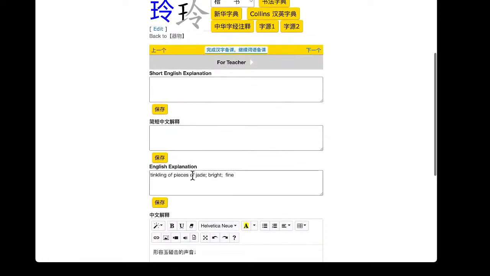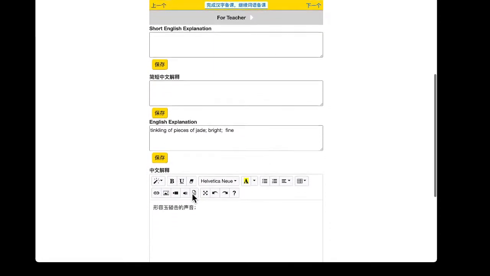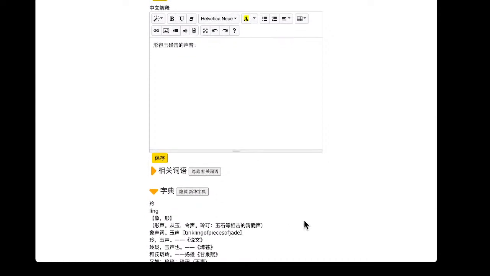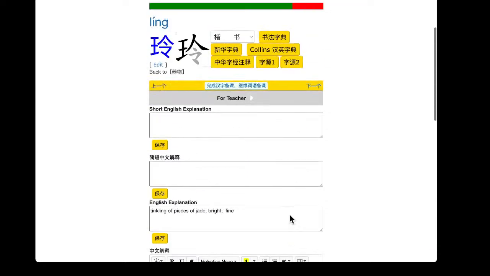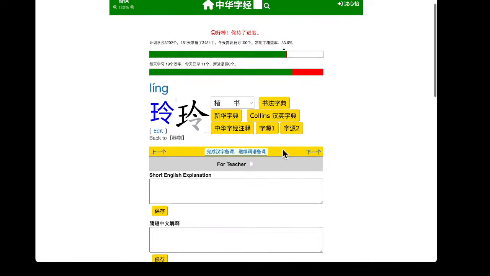Ling. Now, ling means tinkling pieces of jade, bright, okay, fine. So that kind of meaning. So ling basically represents the tinkling sound of jade pieces. Okay. Now this one is very, very common for a female's name, a girl's name. Okay, ling is in so many names. It's so common.